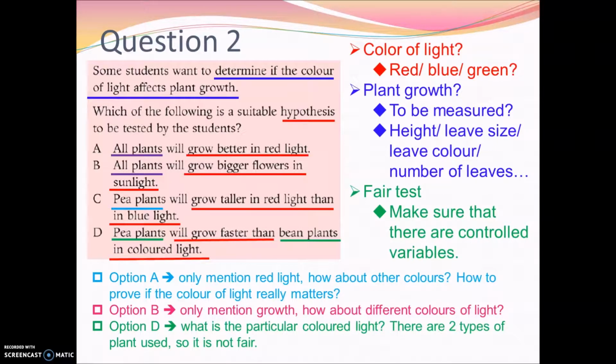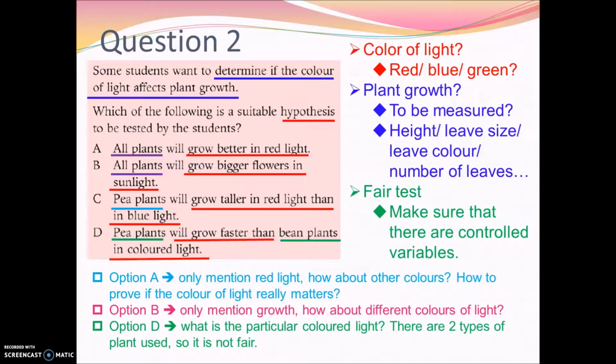And then question 2 is talking about the scientific investigation. So some students would like to determine if the color of light affects the plant growth. So I have something to mention first, to remind you that for this investigation, the color of light, okay, any type or any color of light we can use, maybe red, blue or green, okay.